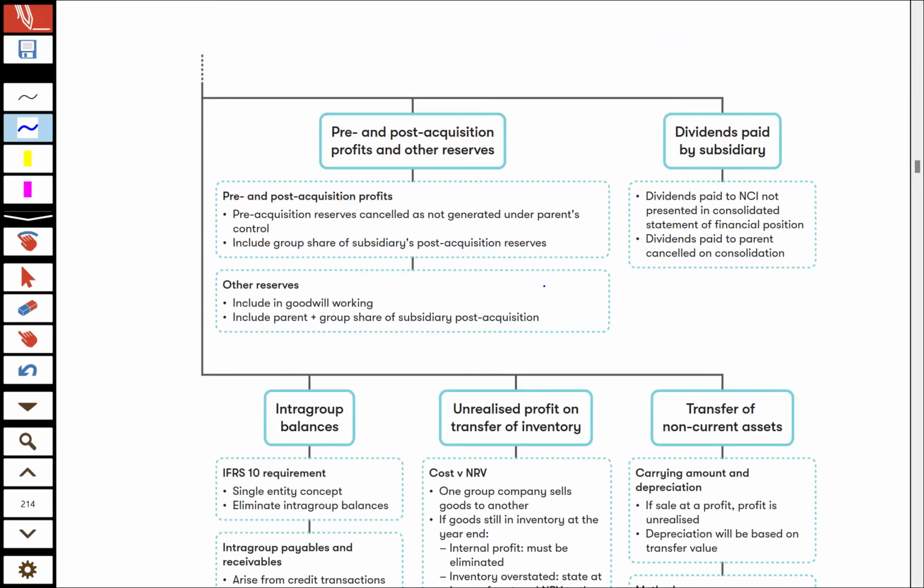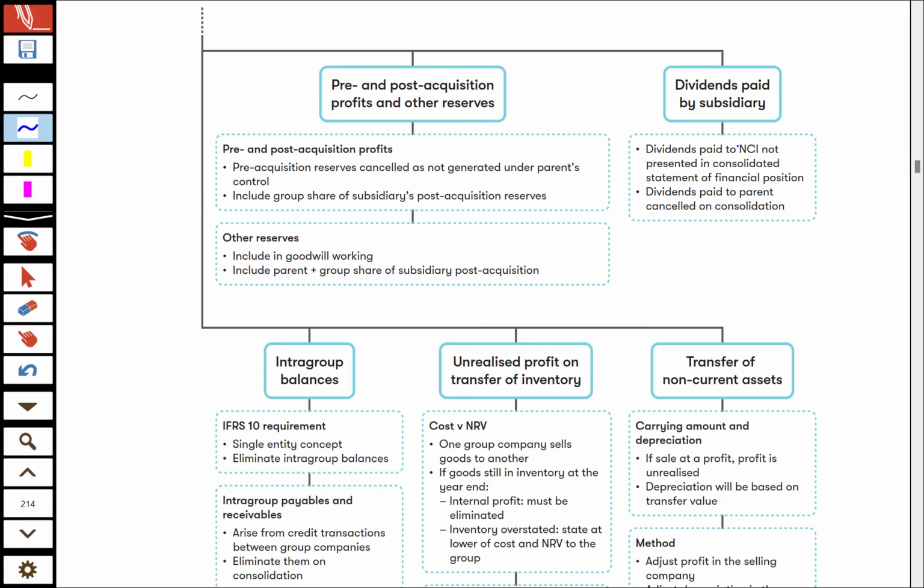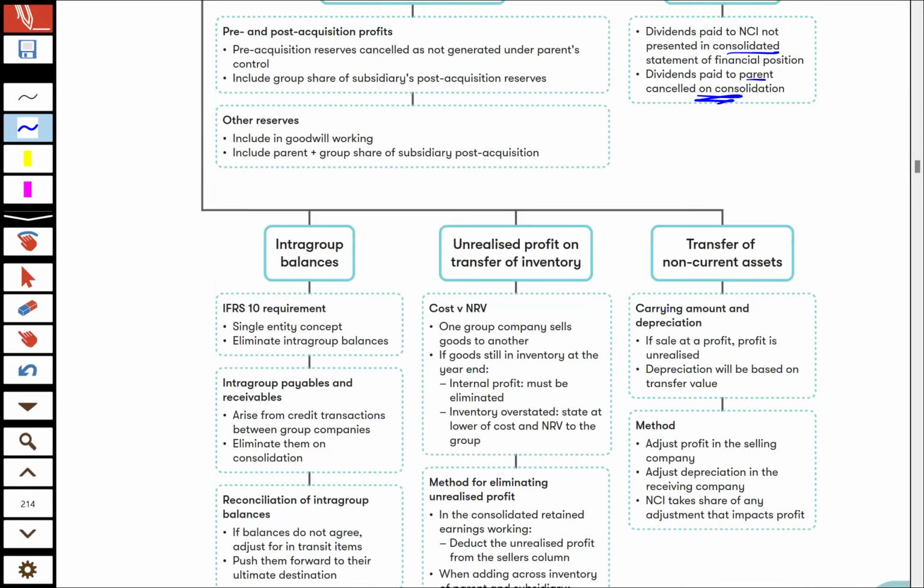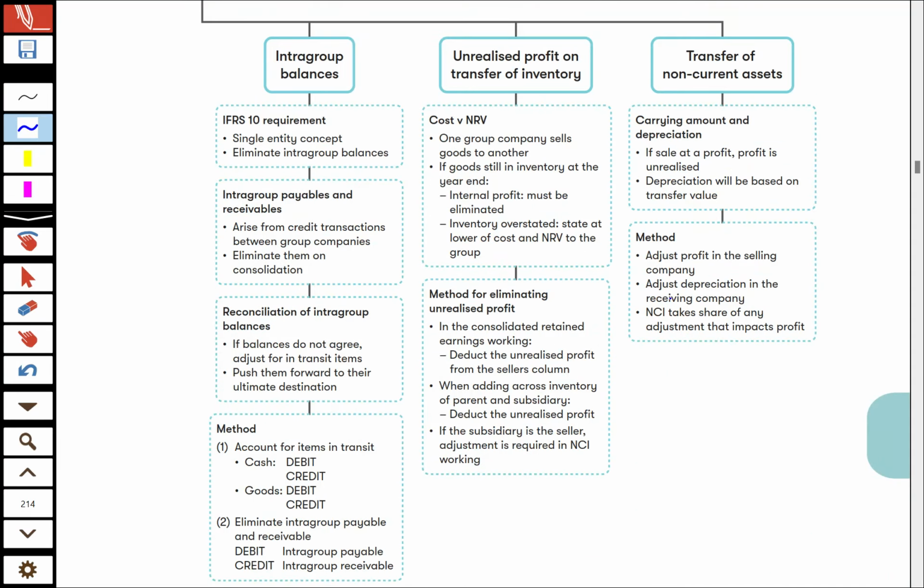We've also looked at pre and post acquisition reserves, being careful to read a question. How much of our reserves are pre-acquisition, how much are post, so that they go into the correct workings. Dividends from subsidiaries: dividends paid to the non-controlling interests are not presented in our statements of financial position. And dividends paid to the parent, they need to be cancelled on consideration. We're going to be taking those out of our profit and loss account.